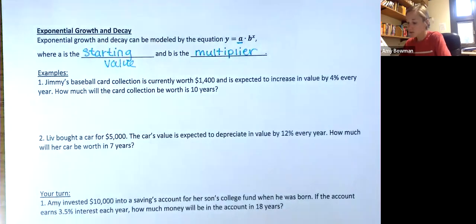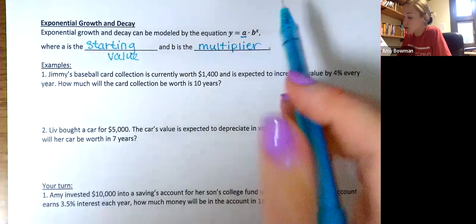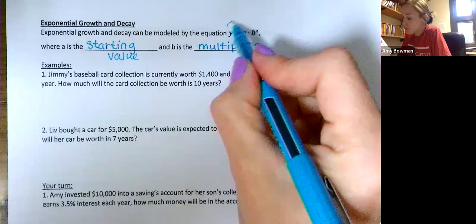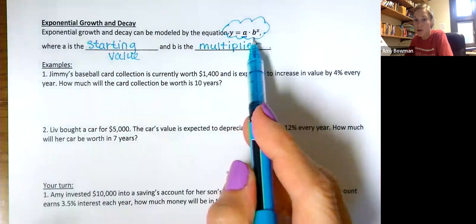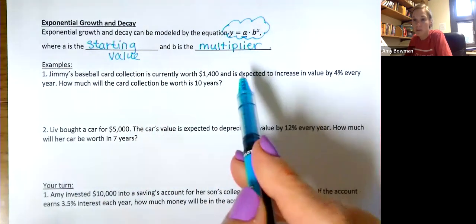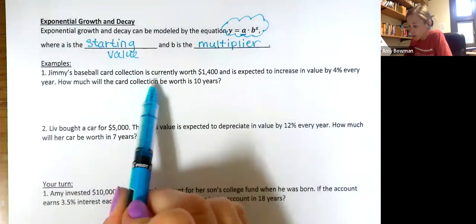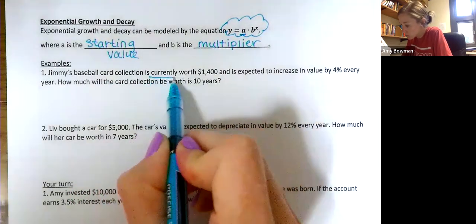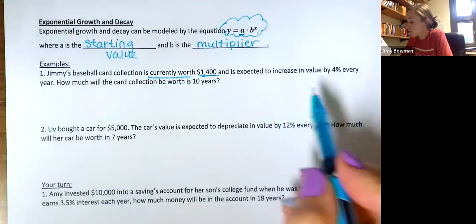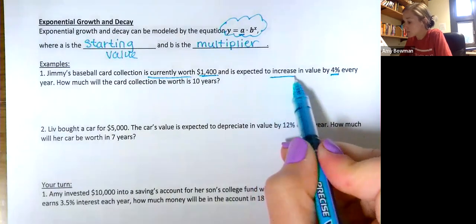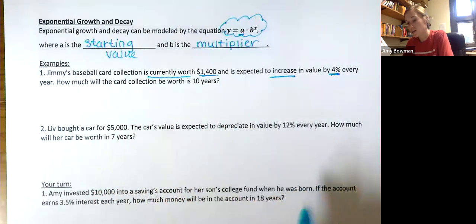Okay, so let's do some examples. These are almost always word problems, so it's important to remember this initial setup or the form of the equation to pick out what is your a value, what is your b value, and then you can plug them into that general form. So Jimmy's baseball card collection is currently worth, that's important, $1,400, and is expected to increase in value by 4%. So it's increasing by 4% every year. How much will the card collection be worth in 10 years?